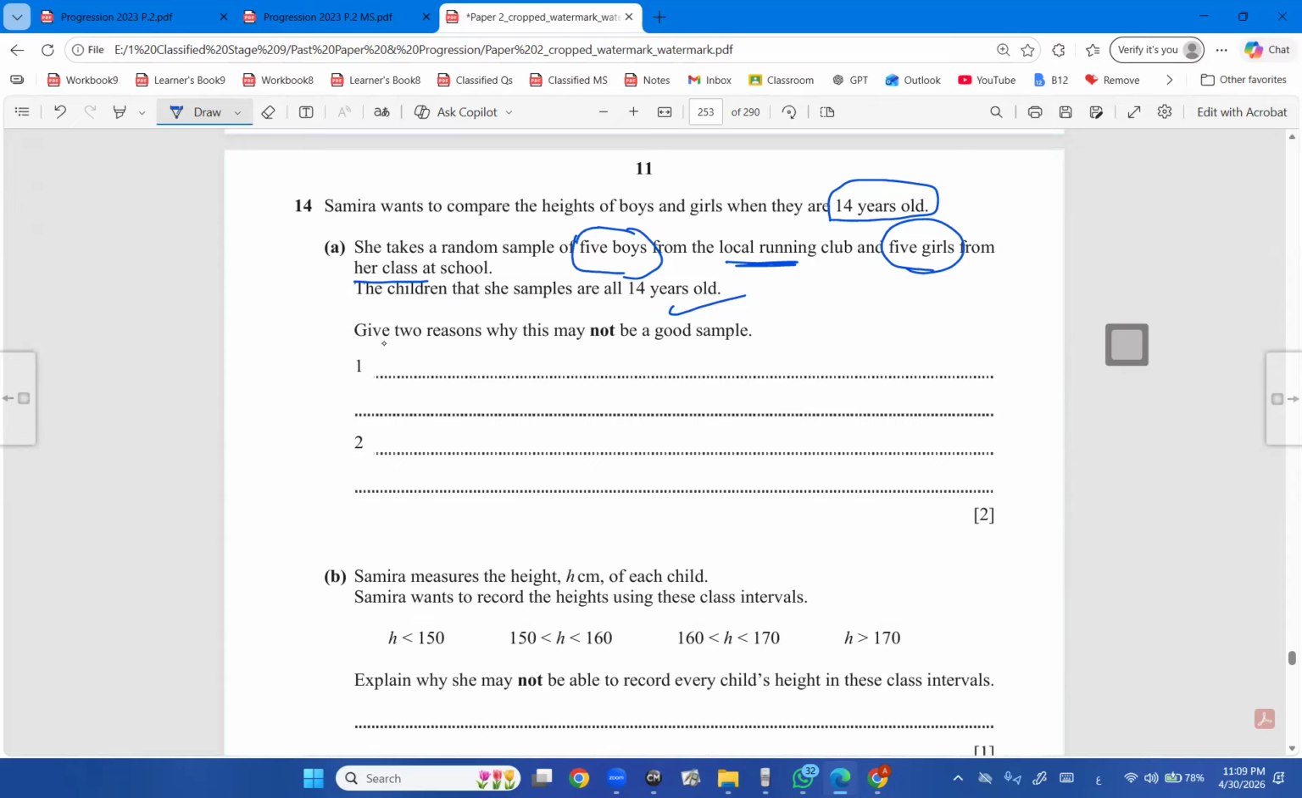So they're telling you over here, give 2 reasons why this may not be a good sample. First, 5 or 10 students, 5 from each gender, is not enough. You can express this in many ways. You can say it's a small sample. That's good. So you can express this in any way that you would like to use. You can say 5 only from each gender is not enough, or you can say she chose a very small sample. This is 1 mark.